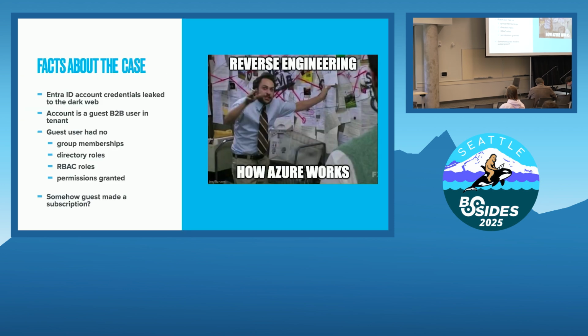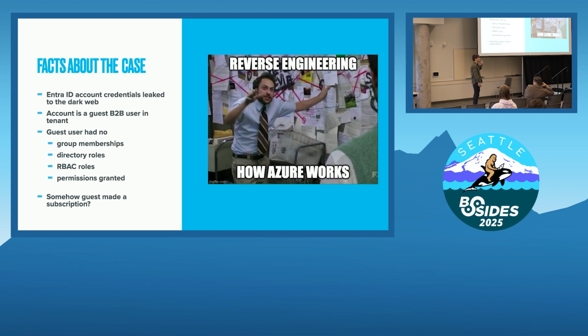So let's review a few facts about the case. The guest account's credentials were leaked to the dark web. The account was a B2B guest user. For those not familiar with the B2B guest user feature, basically it's a way that you can add users into your tenant, into your directory, and not have to pay for them, is the main thing. Rather than onboard a user and eat into your licensing costs, you can say this user is going to come from another directory, they're external collaborators, and you're not going to get charged for that, which is cool from a money saving point of view.